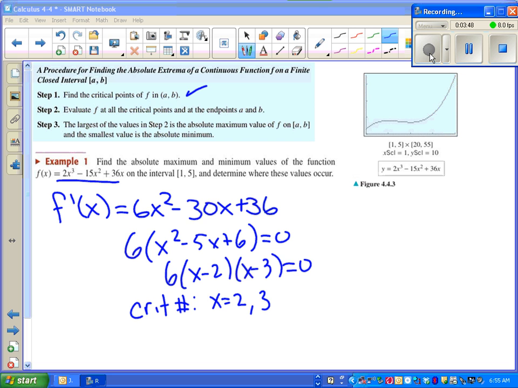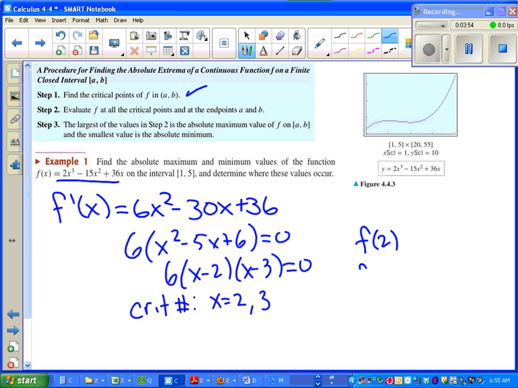So all I really have to do is find out which x value gives us the biggest y value, which gives us the smallest. I have to check 2, I have to check 3, and I have to check the endpoints, which in this case are 1 and 5. Pause the video, make sure you know how to plug those numbers in yourself. Check with my answers.